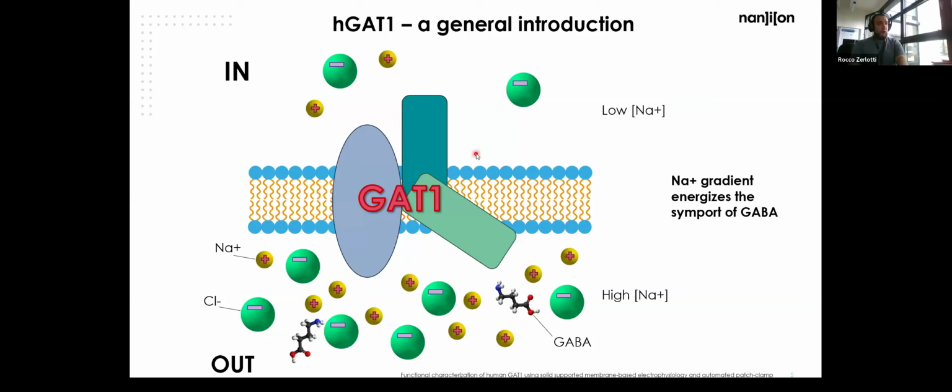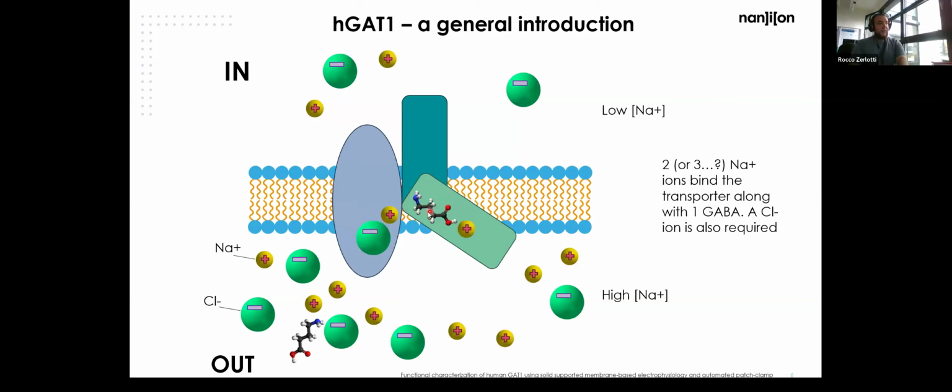So we start by having the protein in the outward open conformation, so the protein is open towards the synaptic cleft. Then the protein will bind its substrates. Those substrates will be 2 or 3 sodium ions. There is still a little bit of debate in the literature whether the sodium ions are 2 or 3. Then there is the support of a chloride ion, and then we have our GABA molecule that binds inside the protein. Then the protein undergoes a fast conformational rearrangement, so it goes into an occluded state.